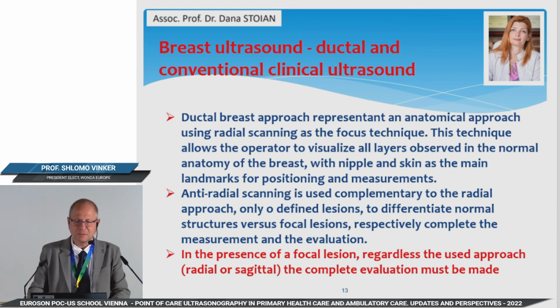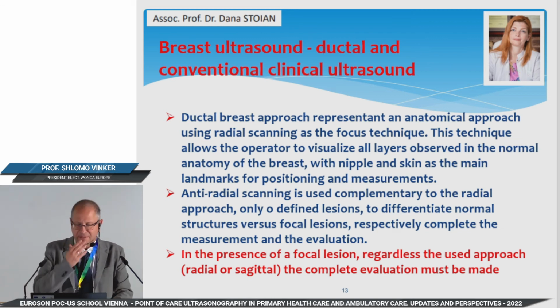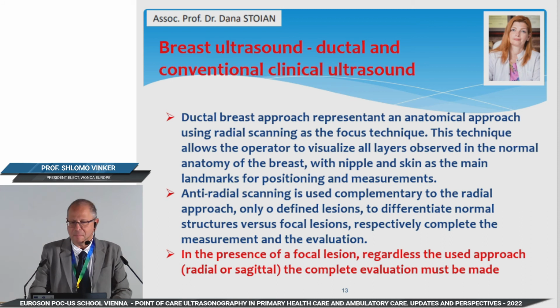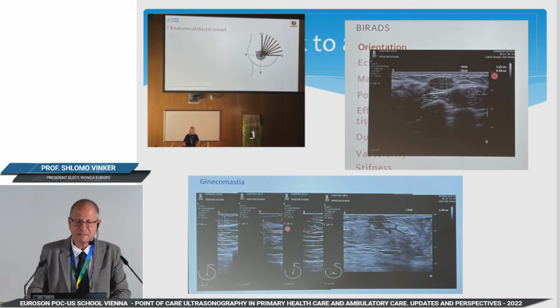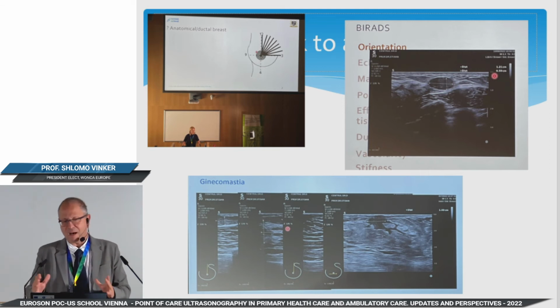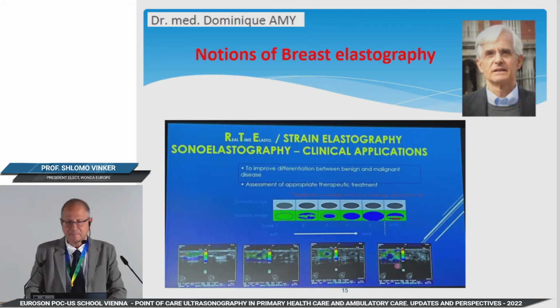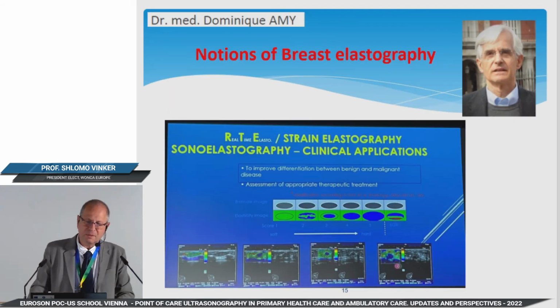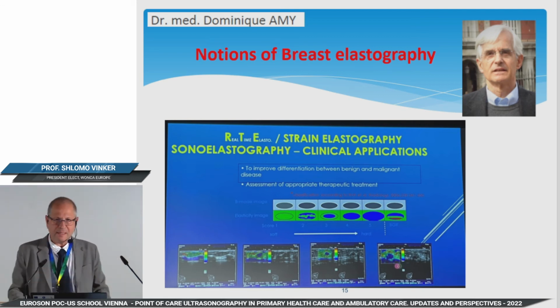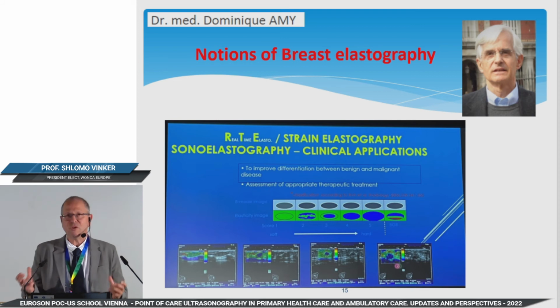And then we came back to breast ultrasound, and Dr. Dana Stotian gave us another lecture about the methodology and about the findings that we can find in the breast. Again, the radial method and some findings that, again, clarify how the BI-RADS criteria and calculation is done, and some other findings.